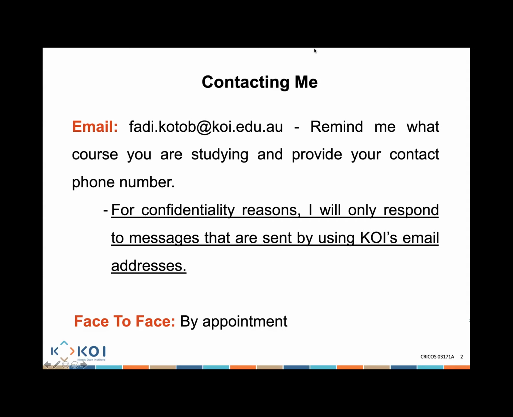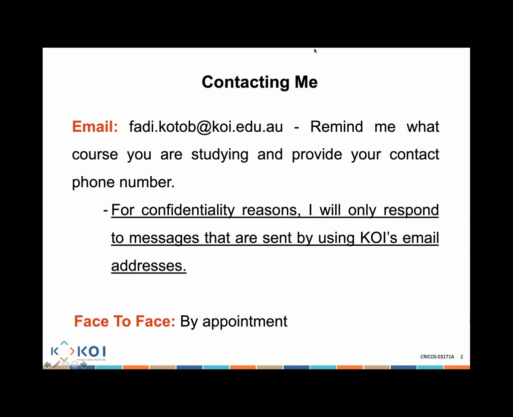That's why I have that rule: if there's anything to do with confidential queries, I will never respond to it if it's not coming through the KOI email. Through the KOI email, as a minimum, I'll be able to verify that I'm speaking to the right person, and give the confidential information to the right person.